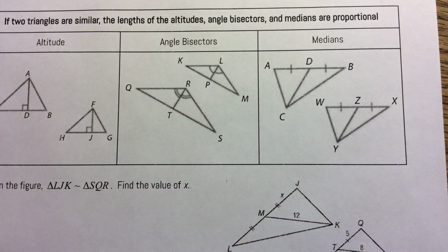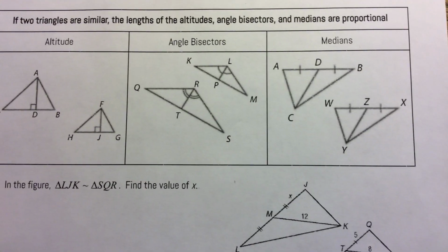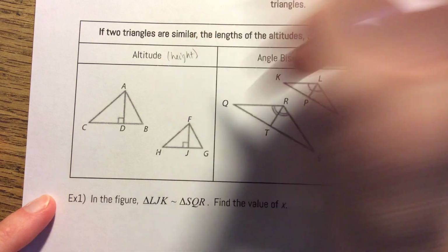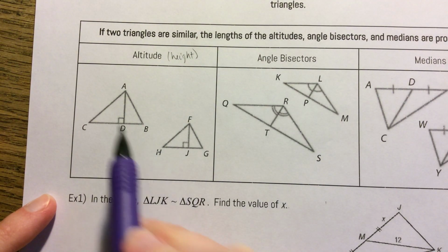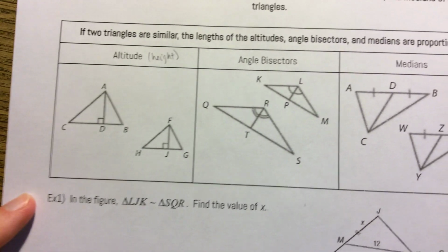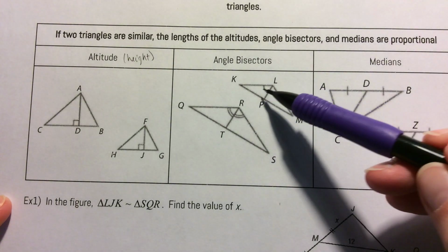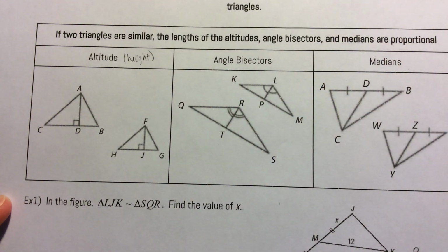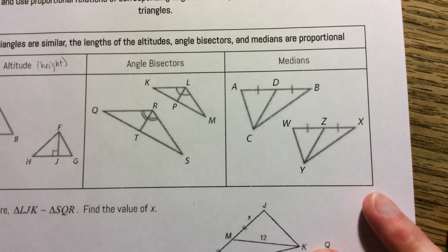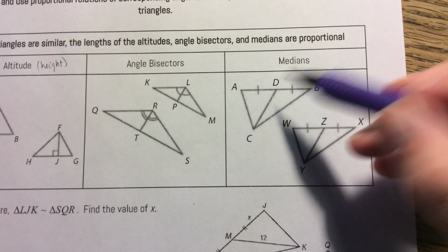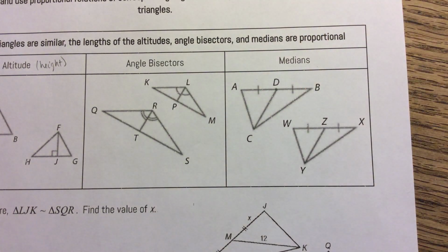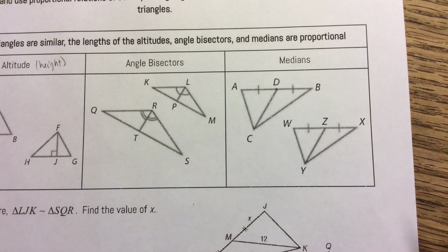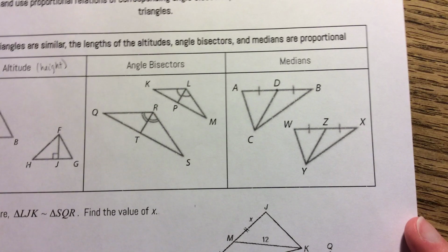So on here, the altitude is another word for the height. So this is also considered the height of the triangle. So it always creates a 90-degree angle with the base. The angle bisector is always going to cut the angle perfectly in half there. And the median is the line from the midpoint of one side to the opposite angle. So this would be the midpoint of AB, Z would be the midpoint of WX there. So just a reminder what those are.